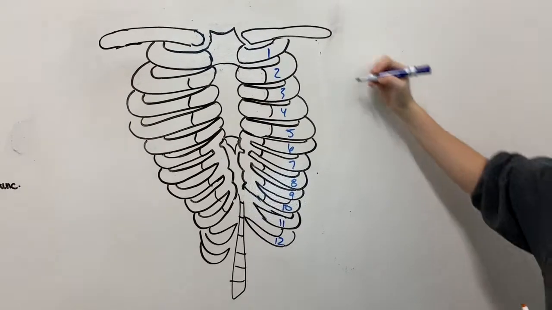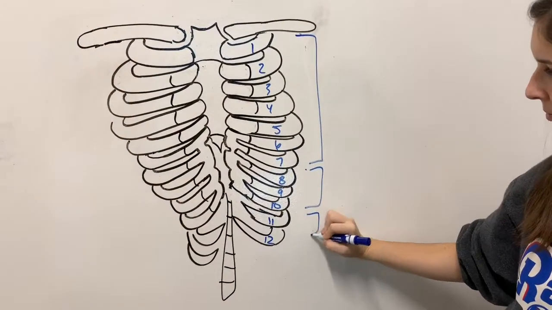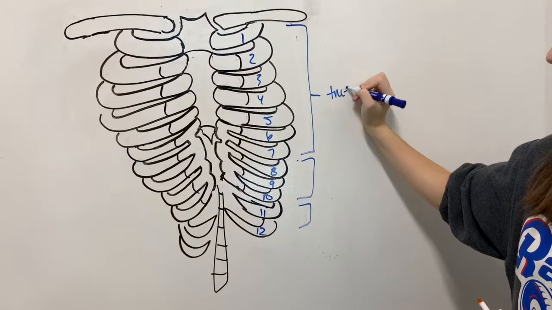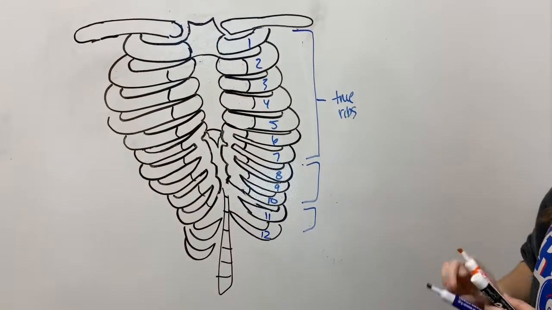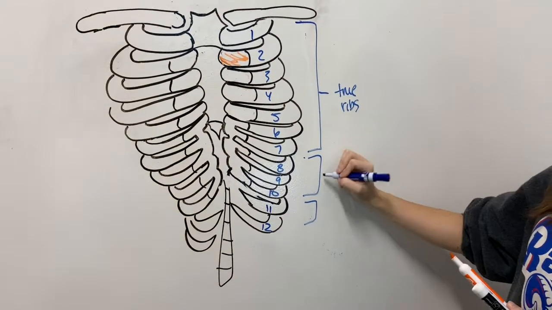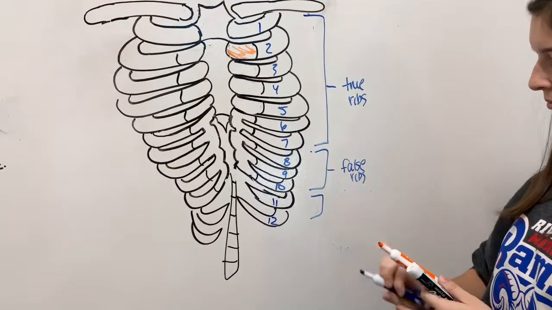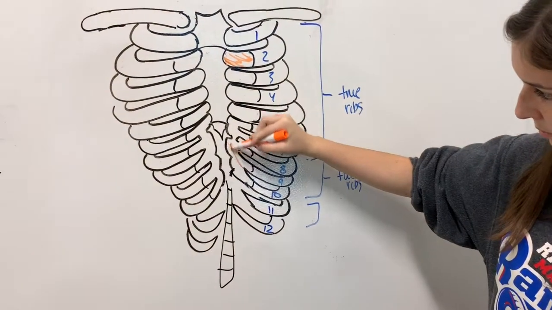There are 3 types of ribs that make up the thoracic cage, starting with true ribs, which make up the first 7. They are directly connected to the sternum and articulate with costal cartilage. Next, ribs 8 through 10 are false ribs. They also connect to the sternum with costal cartilage, but they do not directly articulate with it.